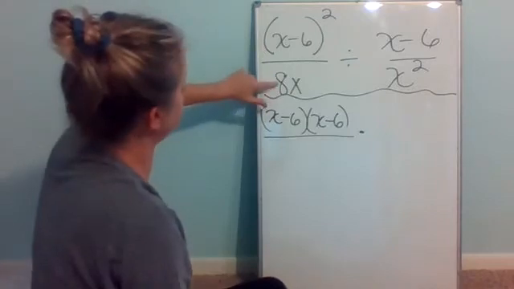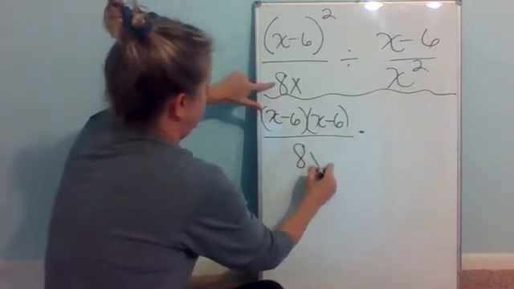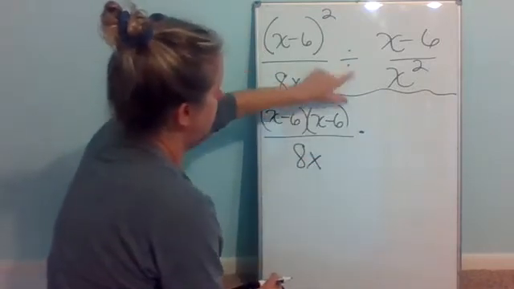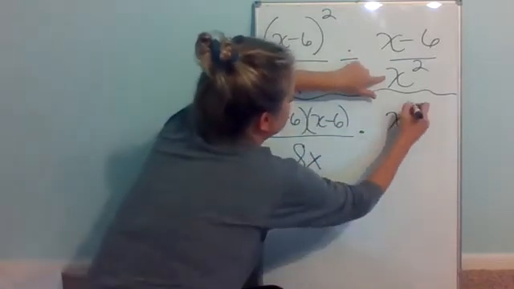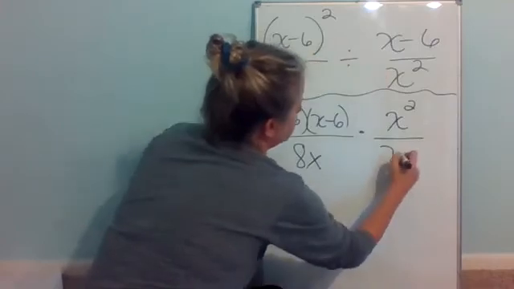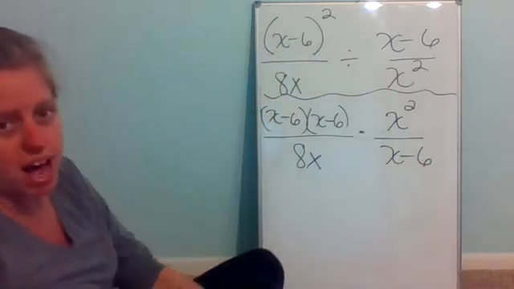X minus 6, x minus 6. What's that denominator? 8x. I change division to multiplication. I put the x squared on top now and the x minus 6 in the bottom.